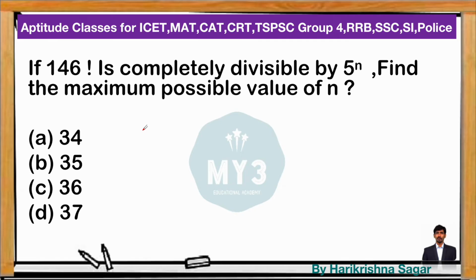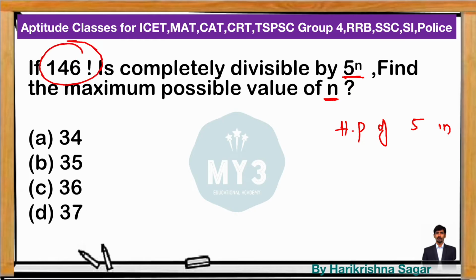Let's take a similar question in a different form of projection. If 146 factorial is completely divisible by 5 power n, find the maximum possible value of n. Even the previous question we took is in a similar fashion. So 146 factorial is completely divisible by 5 power n. They are asking for the maximum possible value of n. That means they are asking for the highest power of 5 in 146 factorial.